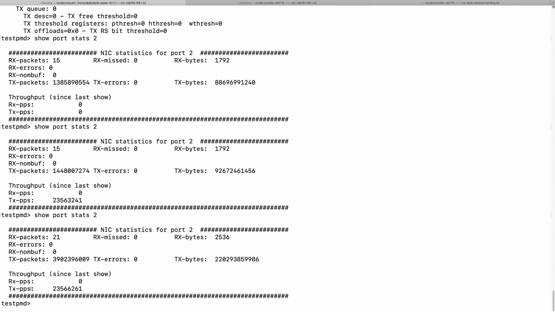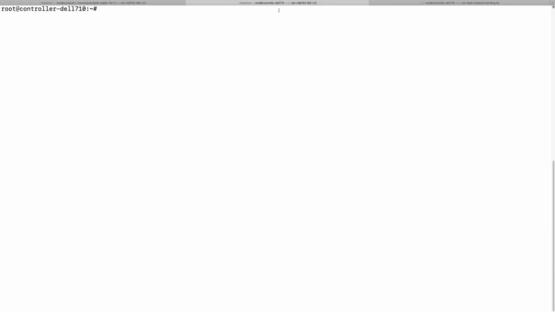Okay, so as you can see here, this is the transmission packets per second, 23 million packets, right? So, okay, let's go to the receiving side.